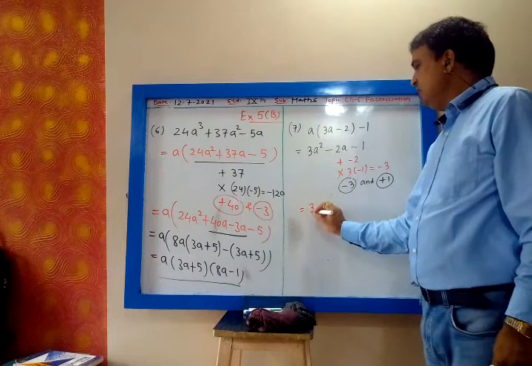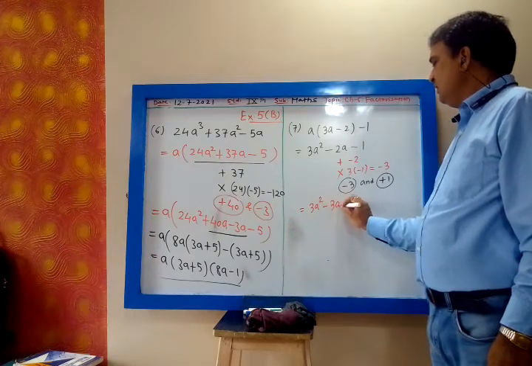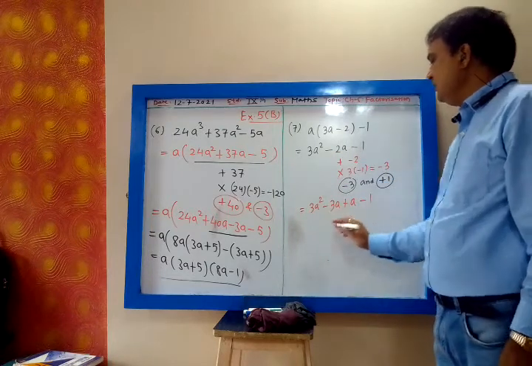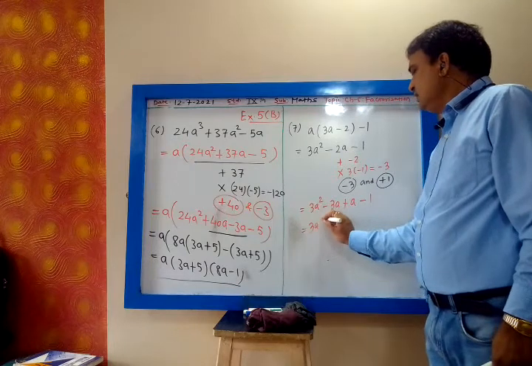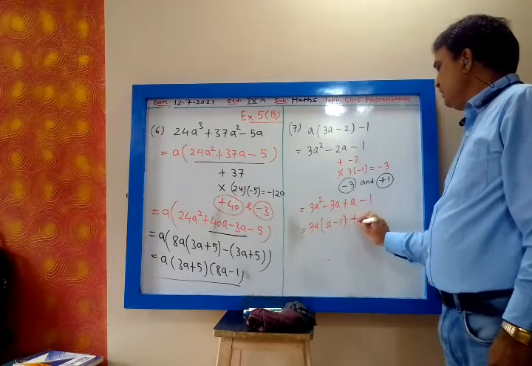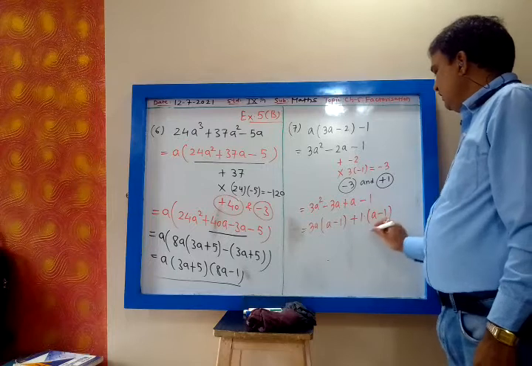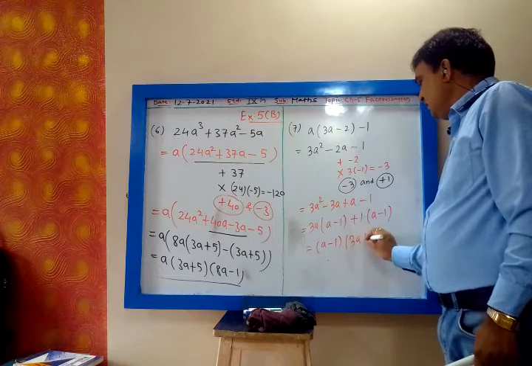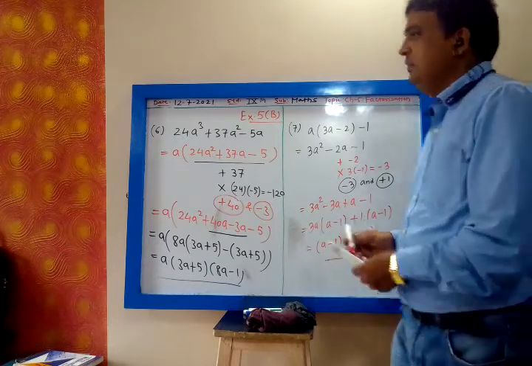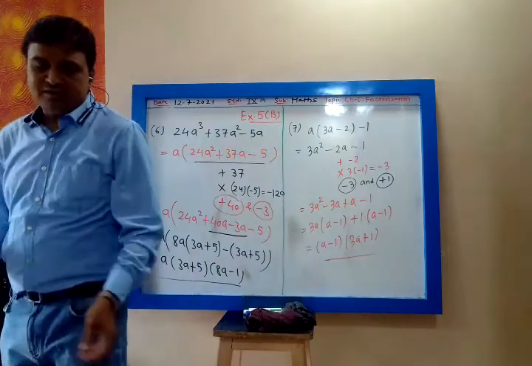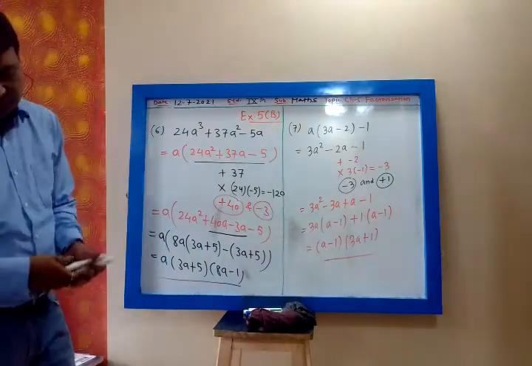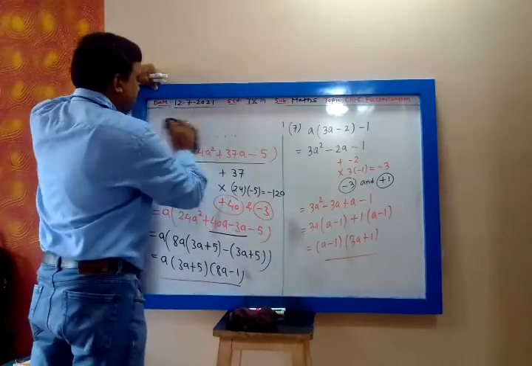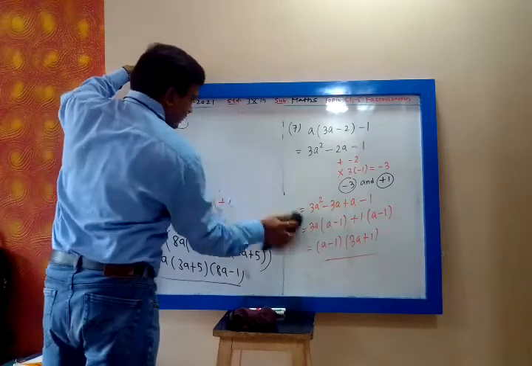So this will be 3a square minus 3a plus a minus 1. Middle term minus 2a, I have written as minus 3a plus a. Now 3a is common. So that is a minus 1 plus 1 into a minus 1. a minus 1 is common. Then it is 3a plus 1. Yes, last term it is product of two factors, so it is the factorization. Then seventh we have done.